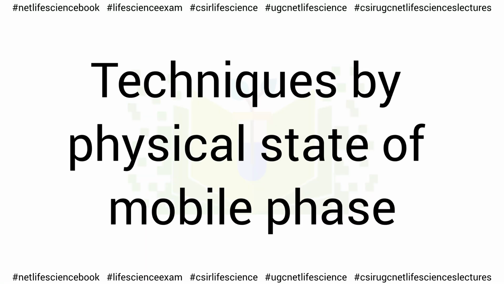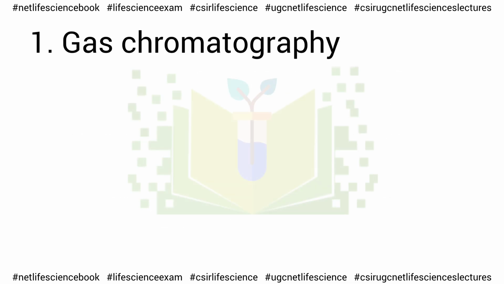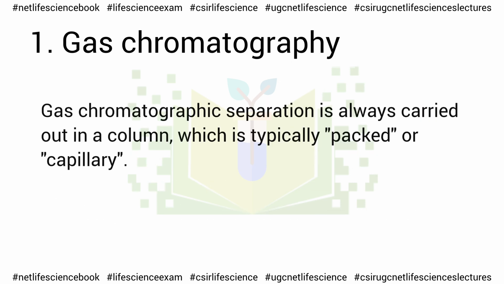Techniques by physical state of mobile phase. Gas chromatography. Gas chromatography, also sometimes known as gas-liquid chromatography, is a separation technique in which the mobile phase is a gas. Gas chromatographic separation is always carried out in a column, which is typically packed or capillary.